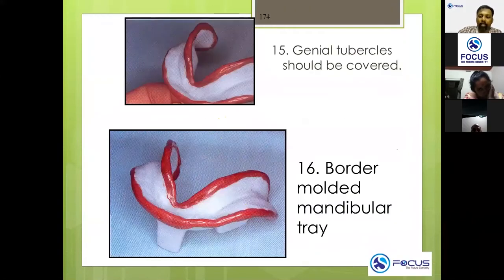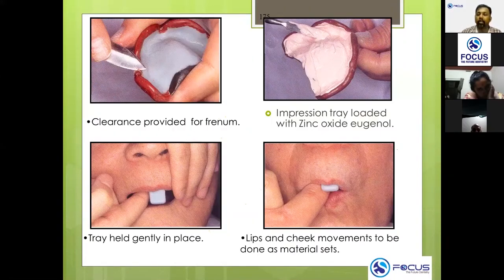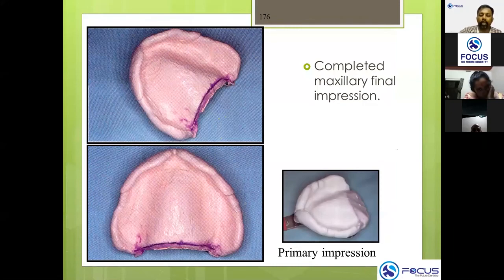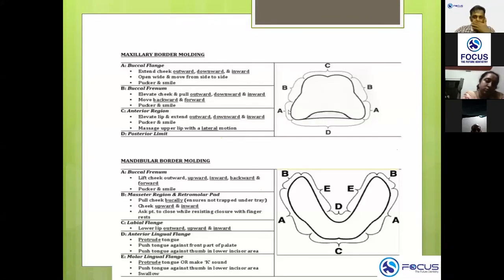Okay. After that, they are lined with either zinc oxide eugenol or elastomeric light body. Clear? So that's how we get the final impression. Clear? So these are the same steps, described in a single slide. So what we do for the maxillary and mandible are different movements.